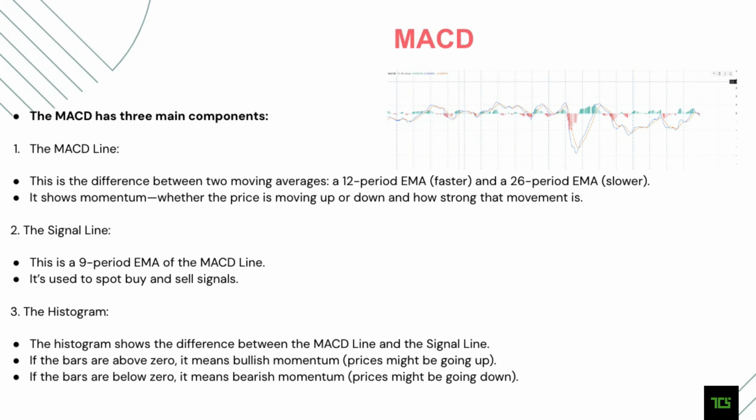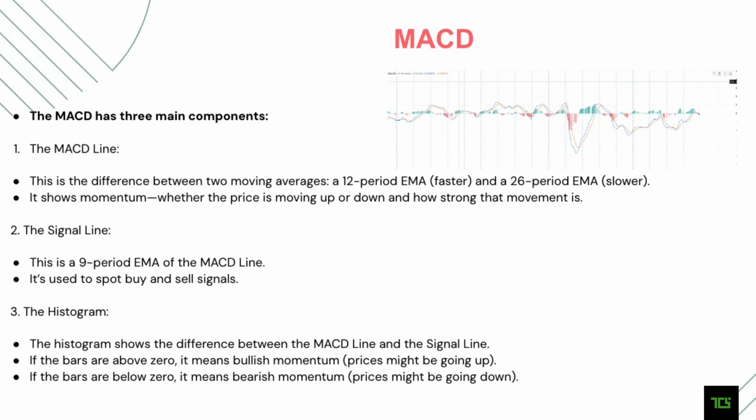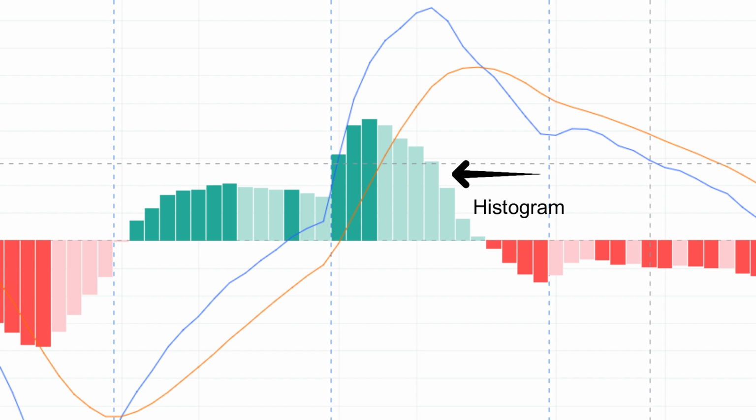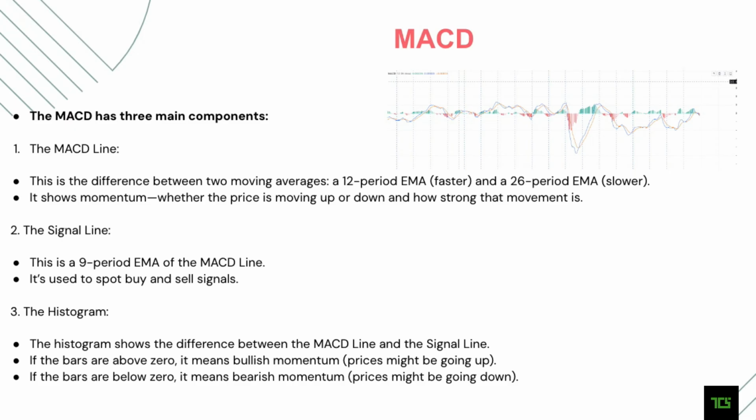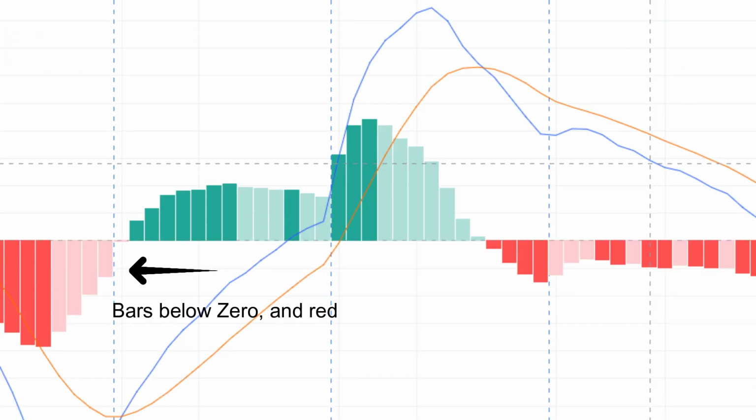Number two is the signal line. This is the 9-period EMA of the MACD line, and it's used to spot buy and sell signals. And in the MACD also, you have the histogram, which is a visual representation of the momentum and trend. The histogram shows the difference between the MACD line and the signal line. If the bars are above 0, then it means bullish momentum, and if the bars are below 0, it means we have a bearish momentum and the price may go down.